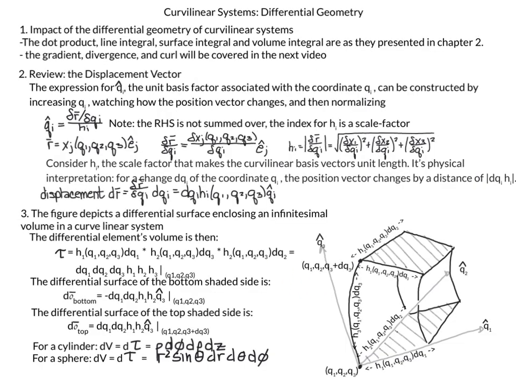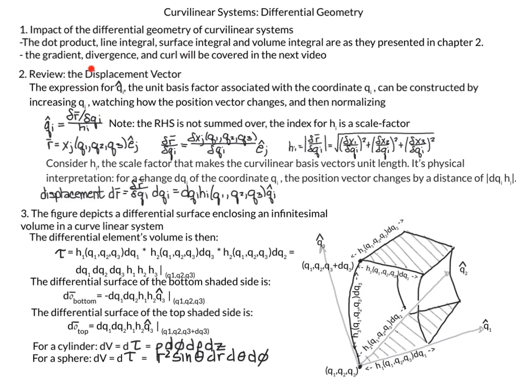To review what we looked at in this video, we looked at the impact of the differential geometry of a curvilinear system. We said the dot product, line integral, surface integral, and volume integrals remain the same as they're presented in chapter 2 because we used the Jacobian, and here we derived how we could come up with the Jacobian. The gradient, divergence, and curl do change, and they will be covered in our next video.